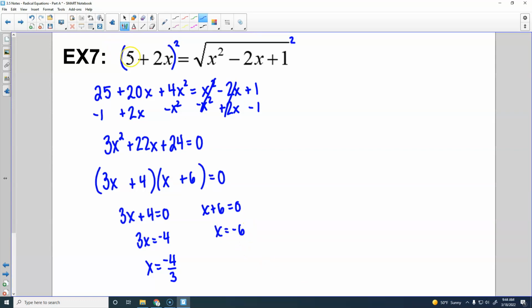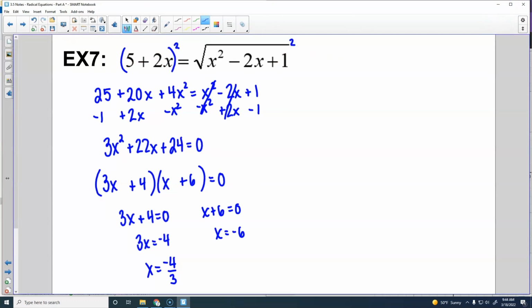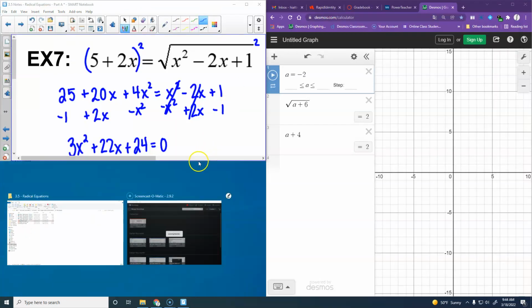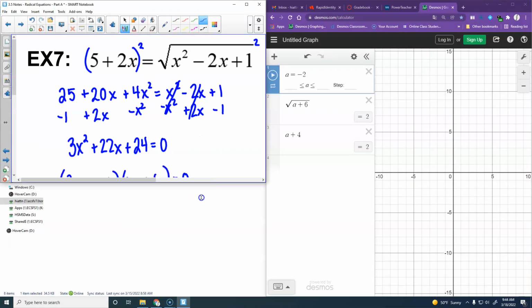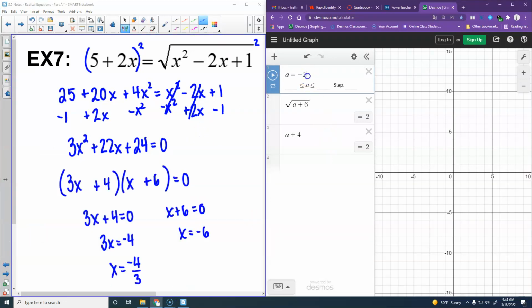I can tell that because if I plug in -6 right here, I got 5 plus 2 times -6, which is going to give me a negative number, and that square root can't equal a negative number. But let's just double check with the -4/3. It might work. It might be small enough. So I'm going to do -4/3. This is especially helpful whenever you got those fractions, so you don't have to plug those in.